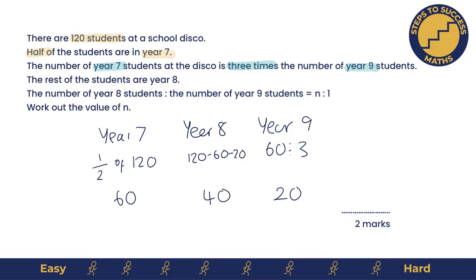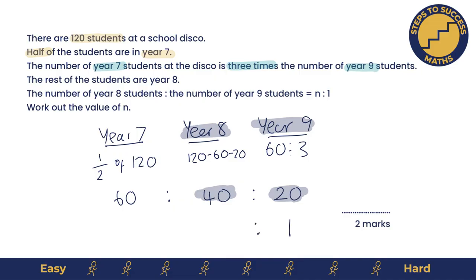Now I'm going to write this as a ratio. So I've got 60 to 40 to 20, Year 7, Year 8, Year 9. Now I'm only interested in working out the number of Year 8 students to the number of Year 9 students. So I'm going to write that here, Year 8 to Year 9, 40 to 20. And I want it in the form n to 1. So I'm going to leave a gap and then to 1.